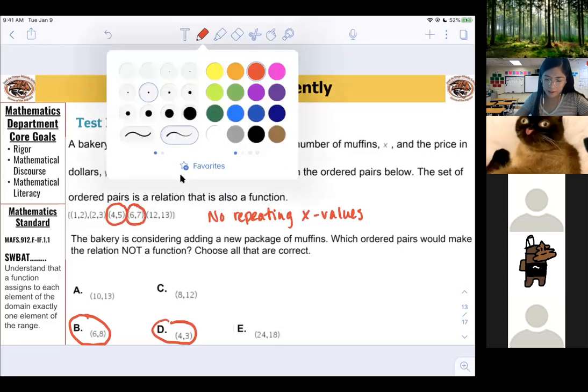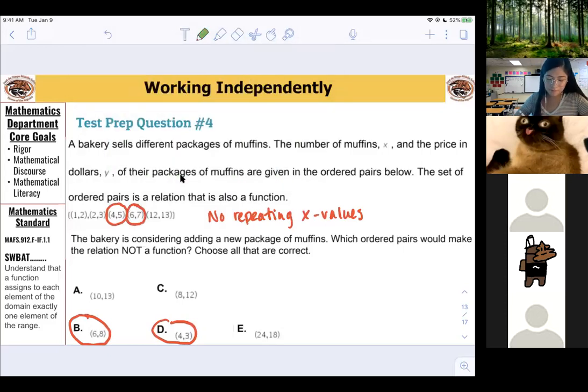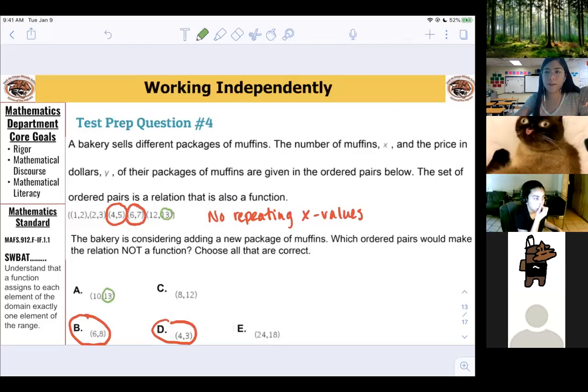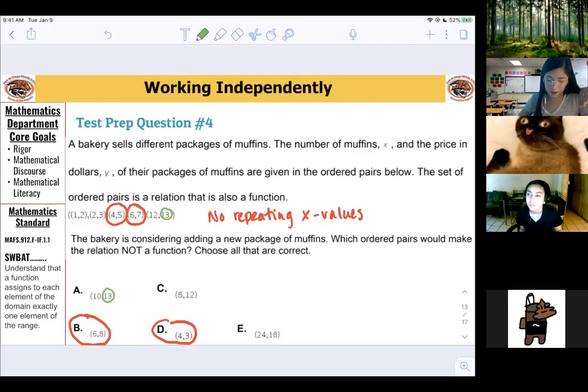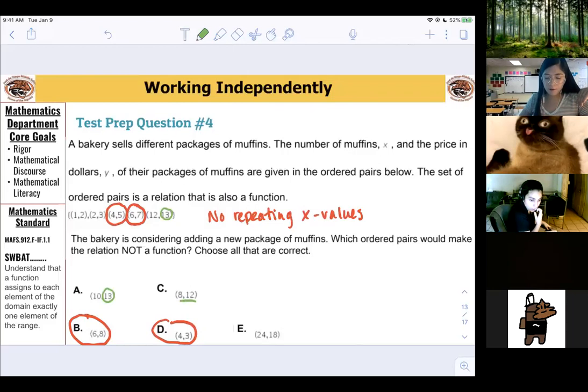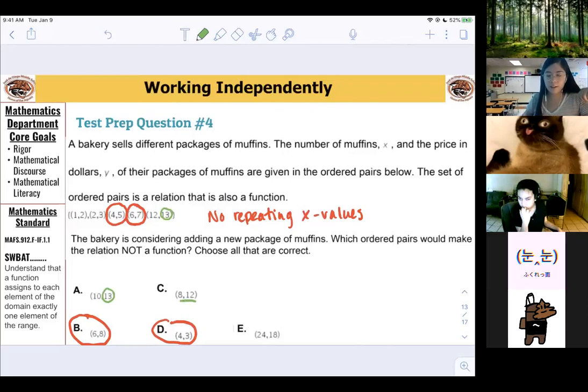If I added 10,13, nothing would happen. Even though the 13s are repeating, that doesn't matter because that's my output. My outputs, it's okay if they repeat. So that one doesn't matter. If I put in 8,12, there are no repeating numbers at all, so that doesn't matter. And if I put in 24,18, again, there's no repeating numbers at all, so that one doesn't matter to us as well. So B and D were the only ones that would repeat numbers.